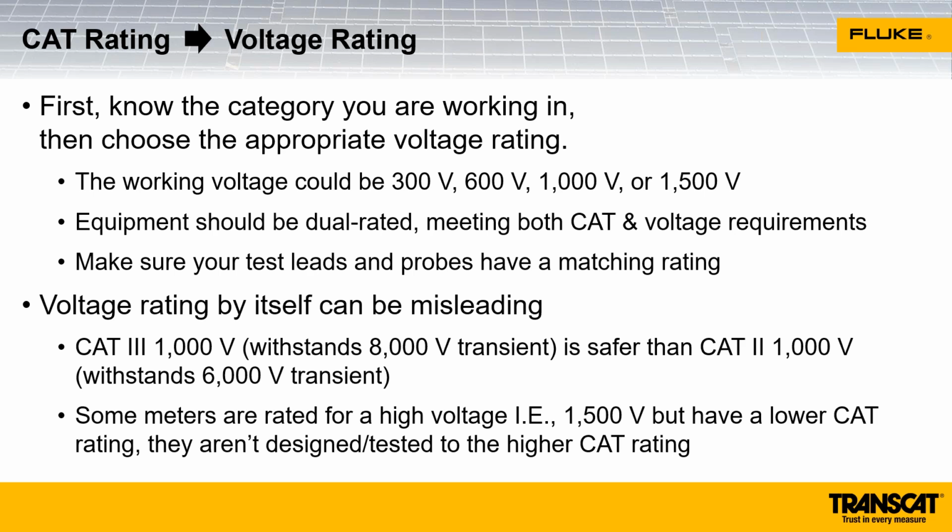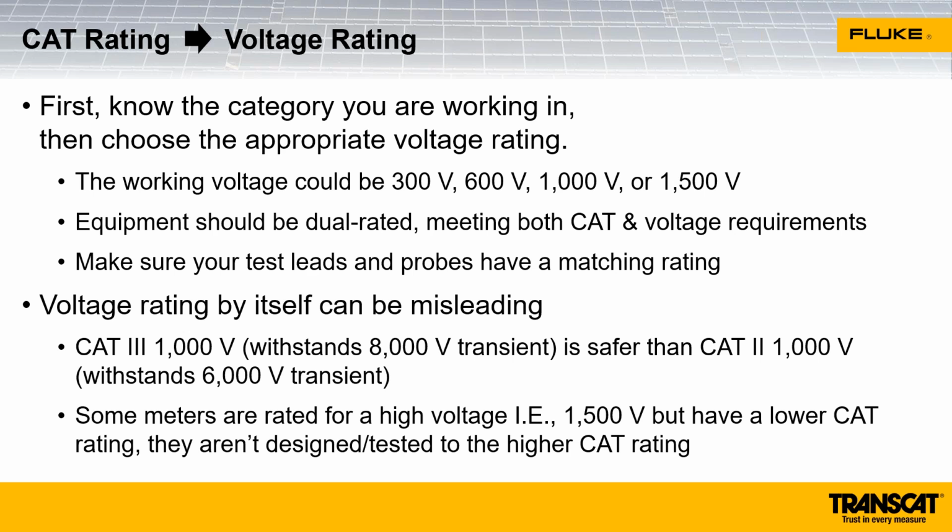The voltage rating can be a little misleading, and we've got an example here. A category 3, 1,000 volt can withstand up to 8,000 volt transients, where a category 2, 1,000 volt can only withstand up to 6,000 volt transients. So we can see that the change in category rating changes the ability of the test equipment to withstand those transient voltages. That's why it's really important to know what category rating you're going to be working in.